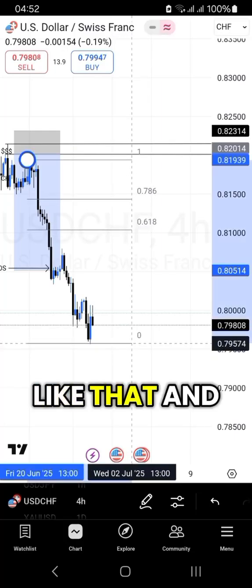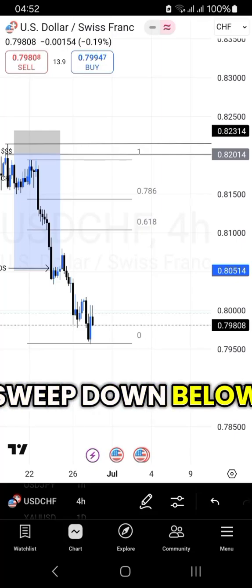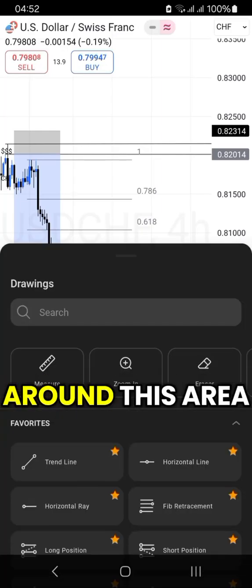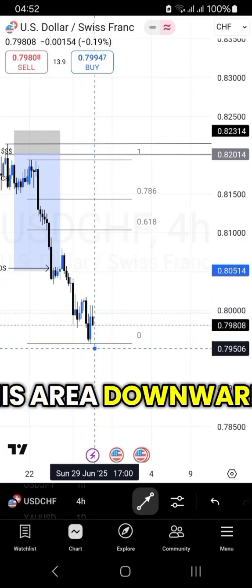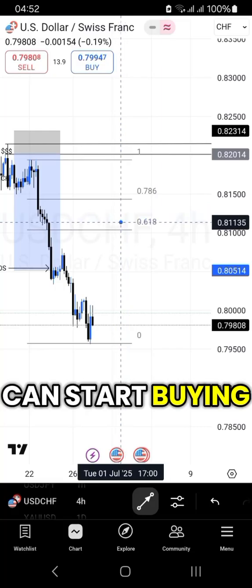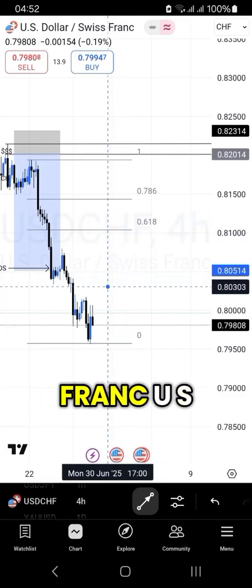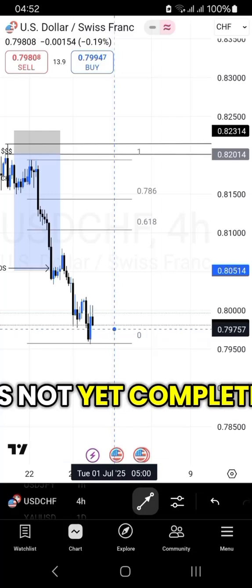like that, and I'm still expecting a sweep down below around this area downwards, and then a change of character, and then we can start buying USD Swiss franc. So this range is not yet complete.